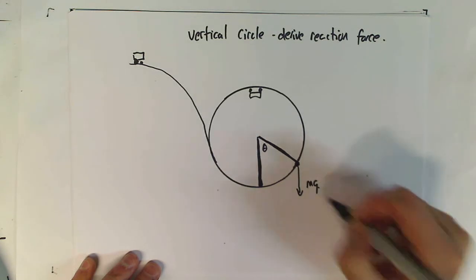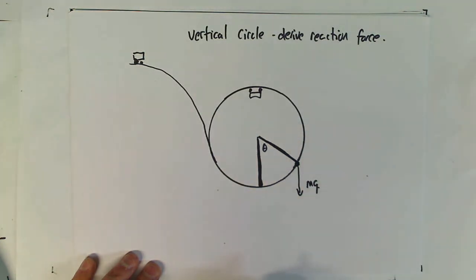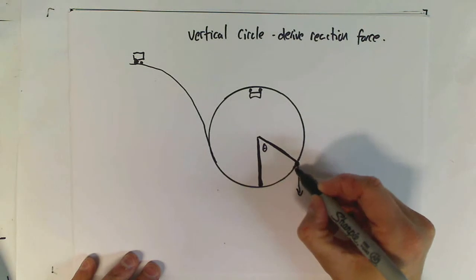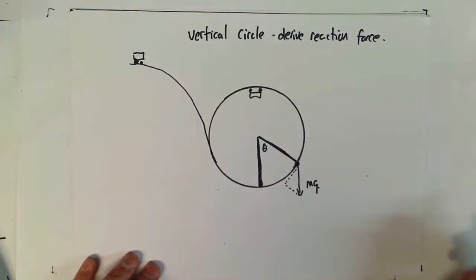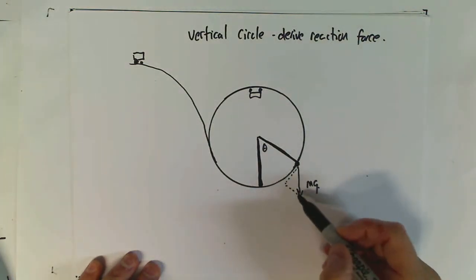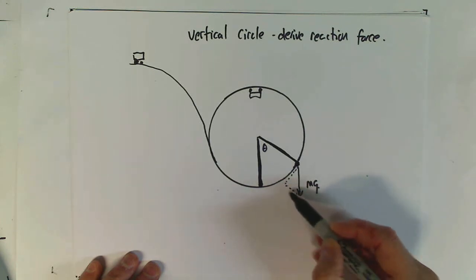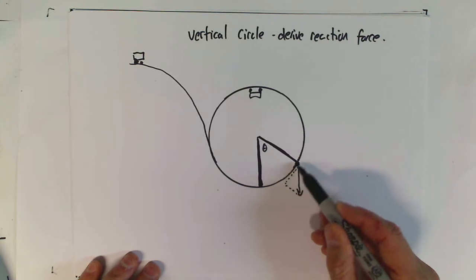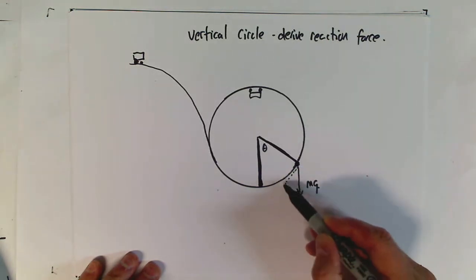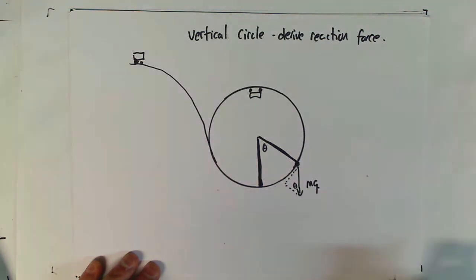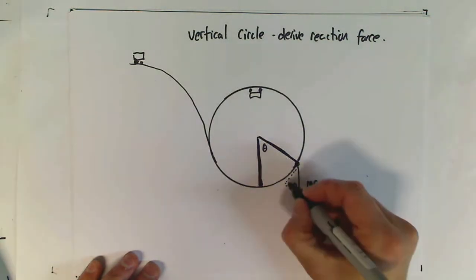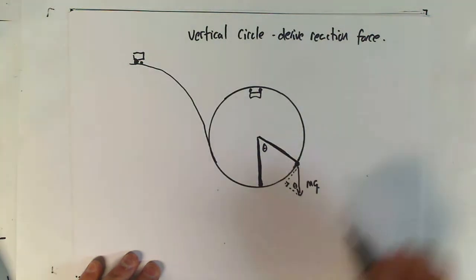mg is straight down. Now we can break that mg as usual into two components, and let's look at our angles. This is the angle between a line going that way and that way. This one's at a tangent to the circle, and this one would be going towards the radius. So that is also theta. Now that one is 90 degrees, so we have two components there.